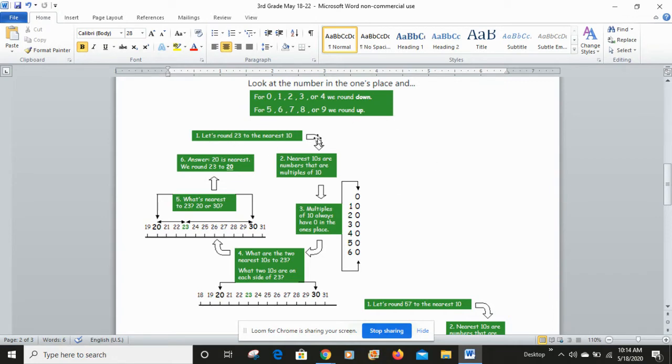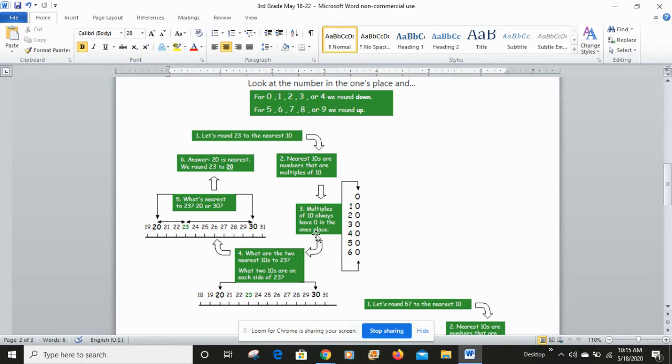So if we wanted to round 23 to the nearest 10, the first thing we would remember is the nearest tens are numbers that are multiples of 10. And you can see, 10, 20, 30, 40, 50. So skip counting by tens. And multiples of 10 always have a 0 in the ones place. And you can see I start at 0, 10, 20. They all have a 0 in the ones place. So I asked myself then, if I'm going to round 23, what two multiples of 10 would 23 fall between? And you can see that 23 would be between 20 and 30. And so that kind of gives me my parameters, almost like a fence. I know that 23 is going to fit somewhere in between here as I'm rounding to the nearest 10.